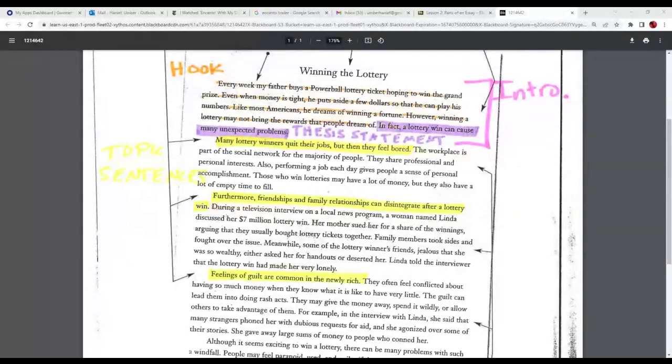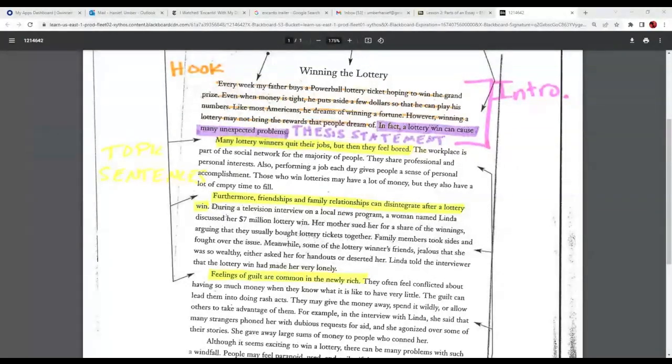Furthermore, friendships and family relationships can disintegrate after a lottery win. So basically, people lose their friends and family. That's the second unexpected problem. Somebody besides Patricia and Reginald, what's the third unexpected problem? Feelings of guilt are common in the newly rich. Thank you, Erica.